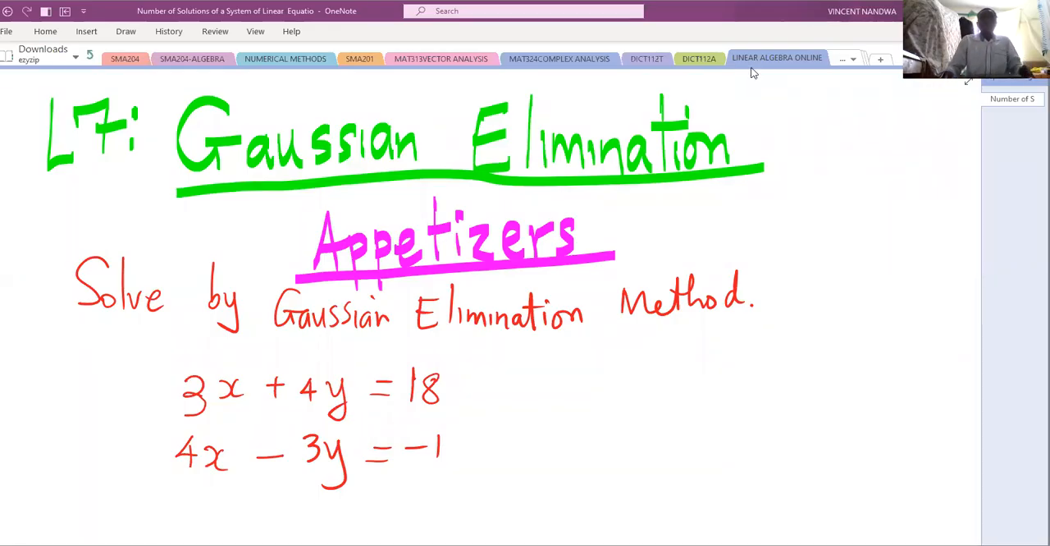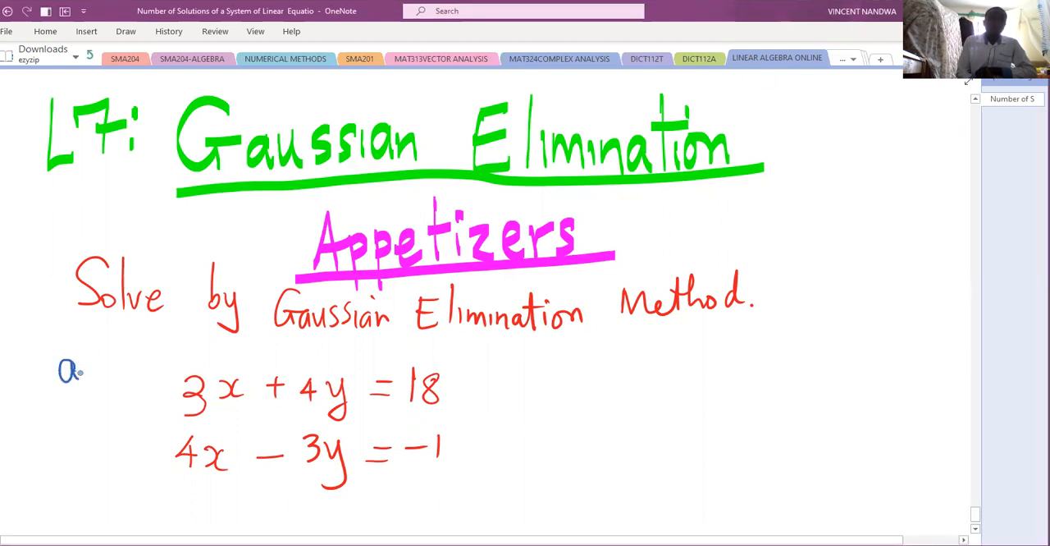Welcome back. In this lecture, we are going to do examples on the Gaussian elimination method. In the previous lecture, we gave the steps that you need to carry out to solve a system of linear equations by Gaussian elimination. So in this session, we are going to demonstrate how you apply those steps to specific examples. So this is the first appetizer.